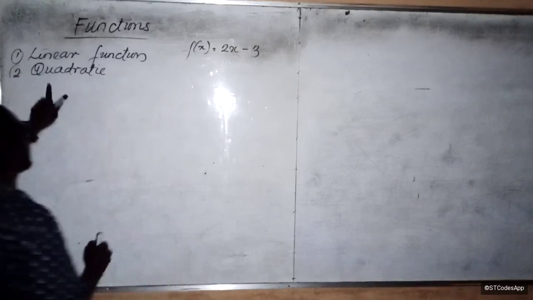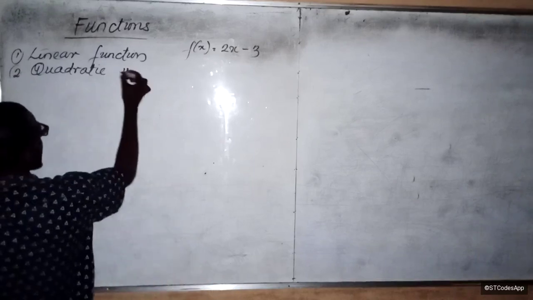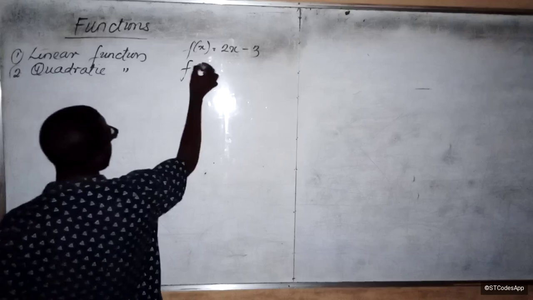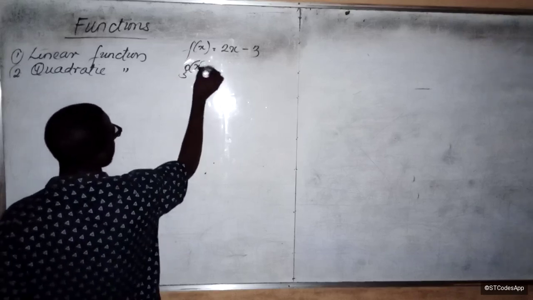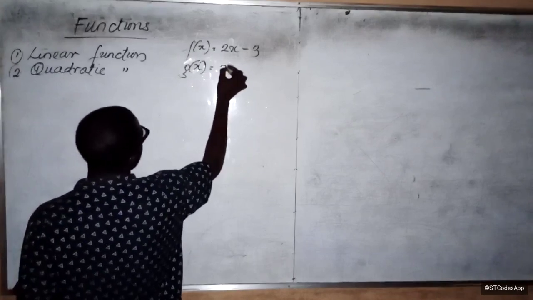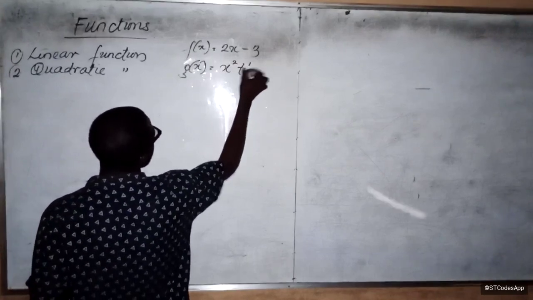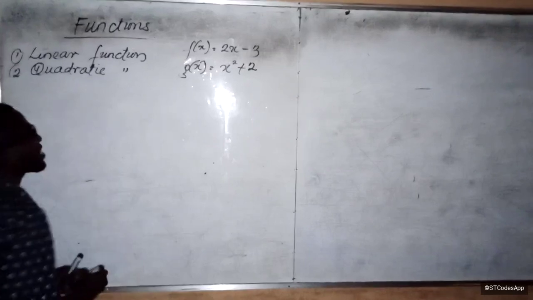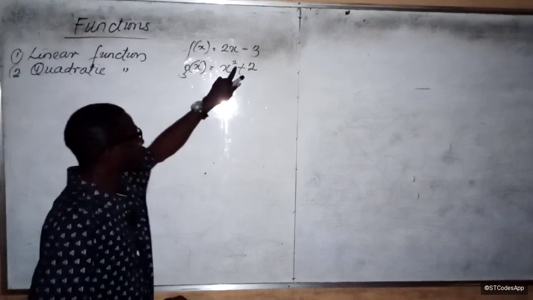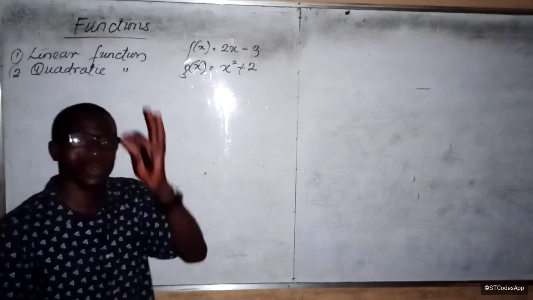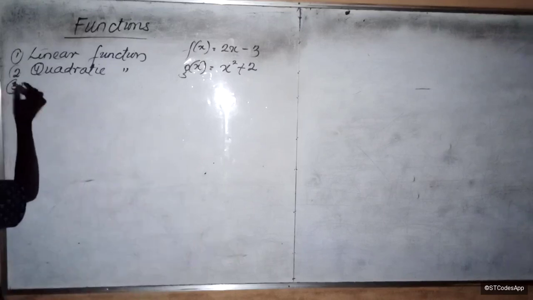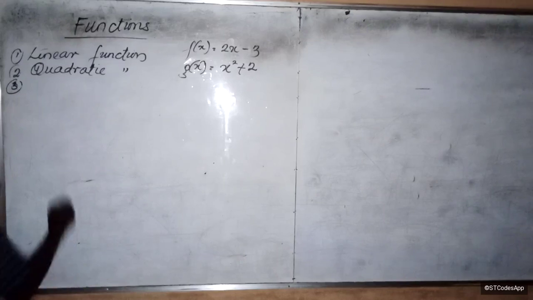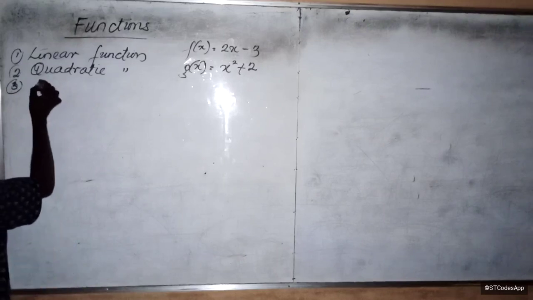Is that okay? Then for quadratic function, the highest power, so let's use another function now. Maybe that will be g of x is equal to x squared plus 2. So the highest power of the unknown here is going to be 2, and that's why it's called a quadratic function.